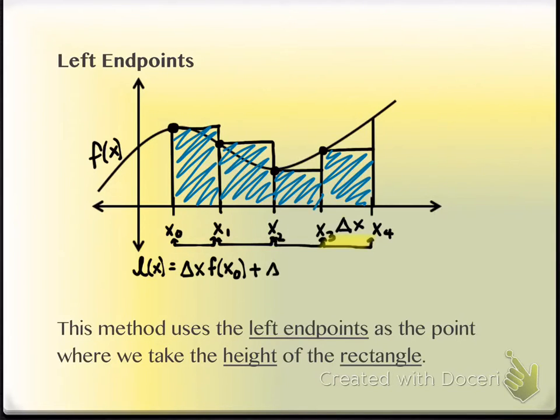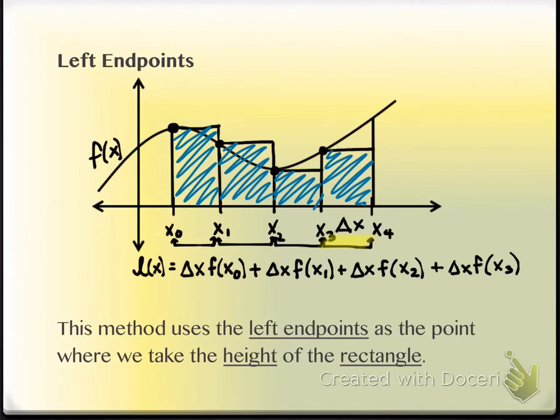Rectangle number 2, width, delta x. What's its height? f of x1. Width of the next rectangle, delta x. Height, f of x2. I've got one more rectangle to go. Width of the last rectangle, delta x. Height, f of x3. So notice there is no f of x4 in this list, because I never used that height over there at x4 for calculating anything.